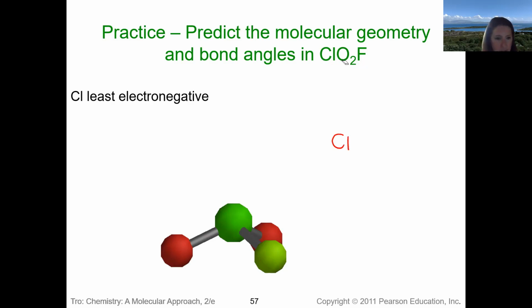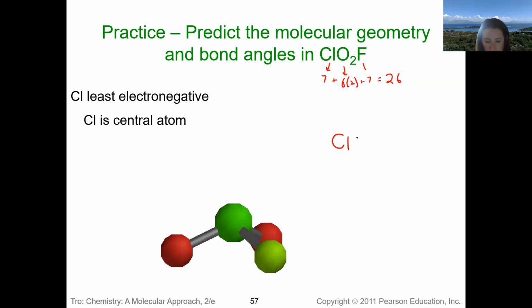Let's do our valence electrons real fast. Our chlorine's in the middle. Chlorine has 7. Sometimes people think it's a C and I, which can be tricky, I'm not going to lie. So it's 7. Oxygen is 6, times 2, and then F is also 7. So that's 26 valence electrons.